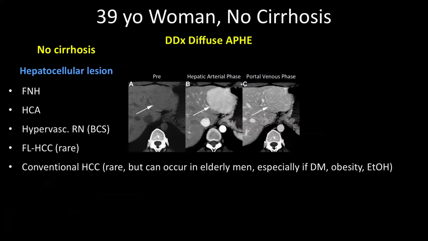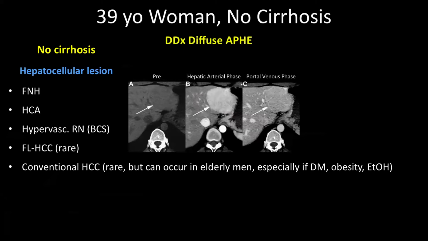It can rarely occur in patients without cirrhosis, but at least in the United States, it's pretty rare, except in elderly men, especially if they have diabetes, obesity, or alcohol intake. Now, in other parts of the world, it's more common to get HCC in the absence of cirrhosis, in which case it typically occurs in the context of chronic hepatitis B viral infection without cirrhosis.